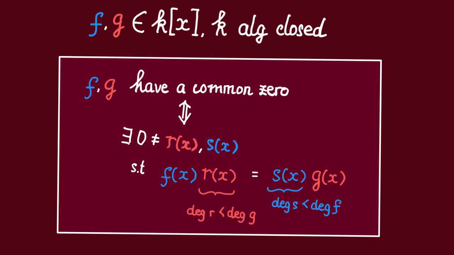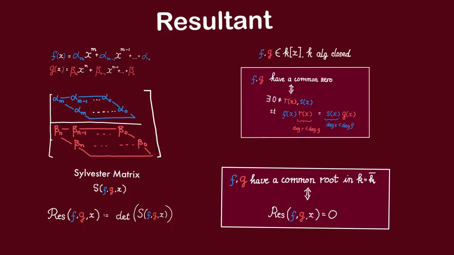Previously, we have found a necessary and sufficient condition for two polynomials to have a common zero. The problem with that condition is that it's not very useful computationally. So in this video, we want to rephrase this criterion into something more explicit and computable. We claim that the above criterion is equivalent to the following.